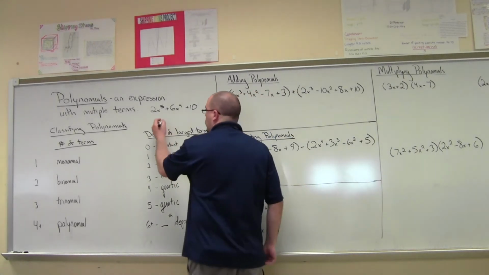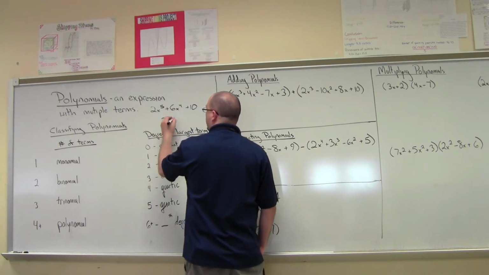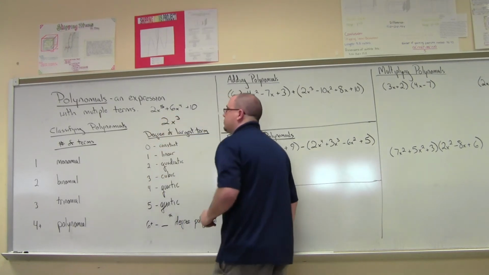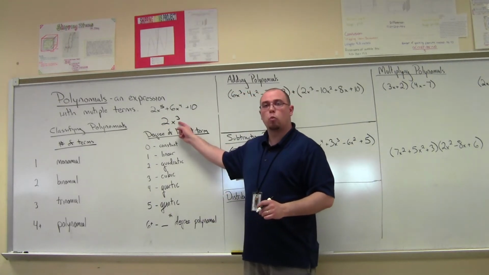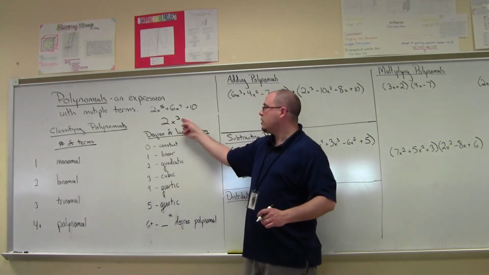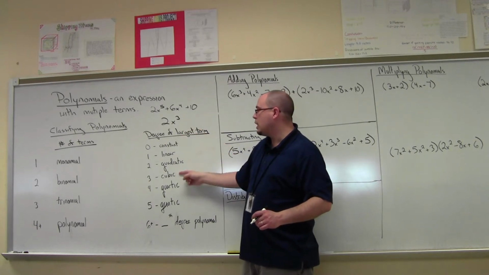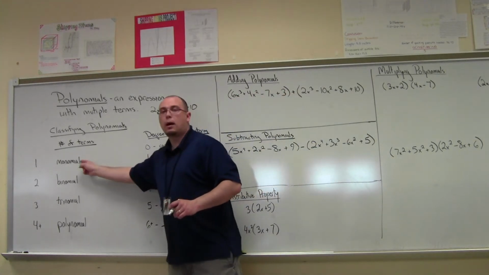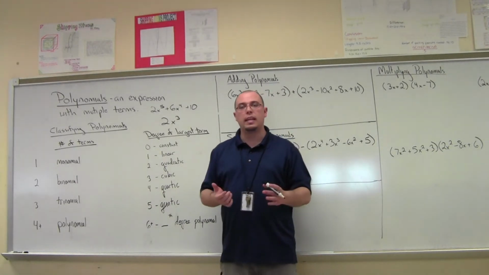So for instance, I'll put one more up here. If we had 2x to the third, it only has 1 term, so it's a monomial. And it's to the 3rd power, that's the largest term we have, so it's going to be cubic. So we need to have a cubic monomial, and that's how we would say it. So that's all you have to do as far as naming.